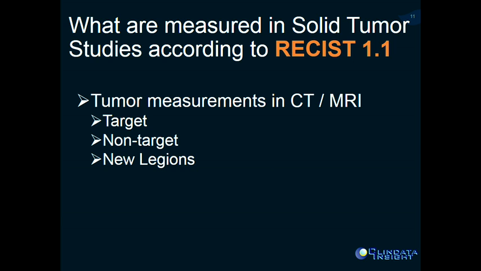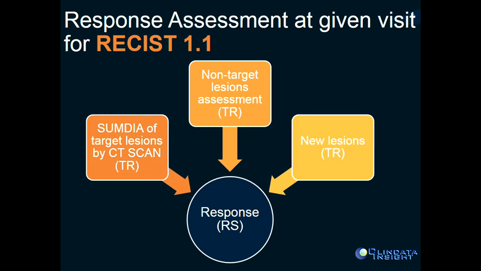Now let's go over each study type and its own standards. First, solid tumor studies follow RECIST 1.1, and it has tumor measurements for target, non-target, and new lesions. If you look at CDISC implementations and how response is determined, the sum of diameters, non-target lesions, and new lesions are saved in our TR domain. Using all three assessments, the response will be determined and saved in the RS domain.